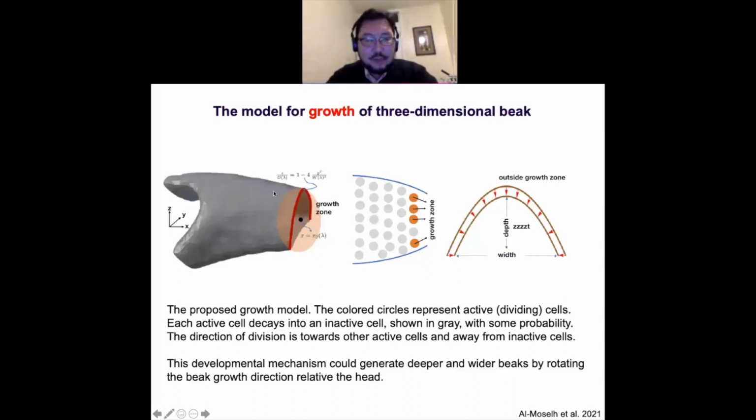Once the cells find themselves outside of the growth zone, the behavior should change dramatically. That is, the cell division polarity should alter so that they divide primarily perpendicular to the main axis, so that they expand in all directions isometrically. That is, this would allow for an increase in size of the beak without changing its overall shape.